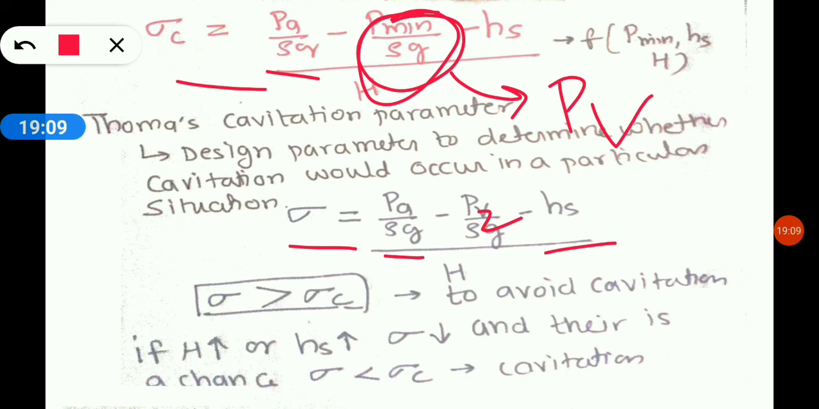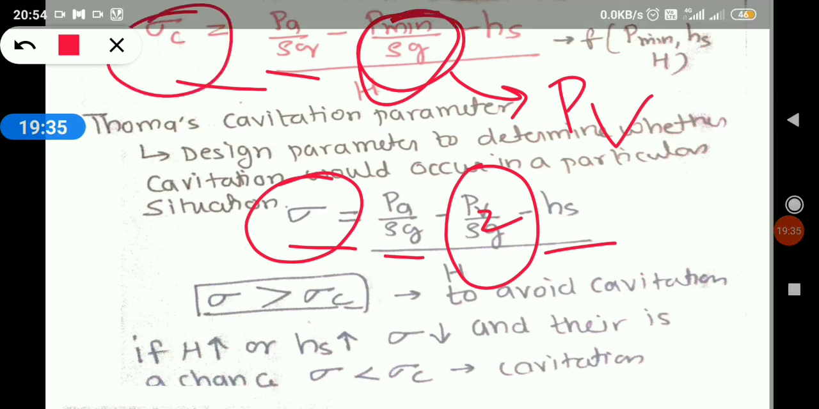P minimum is nothing but the vapor pressure of water. Now how to get the vapor pressure of water? You have to see the temperature of water at the exit of the runner, and corresponding to that temperature you have to see the saturation pressure in the steam table. So that is your PV. Now P2 is nothing but the actual pressure at the turbine exit. So here you are finding out the actual cavitation parameter sigma, and this is critical.